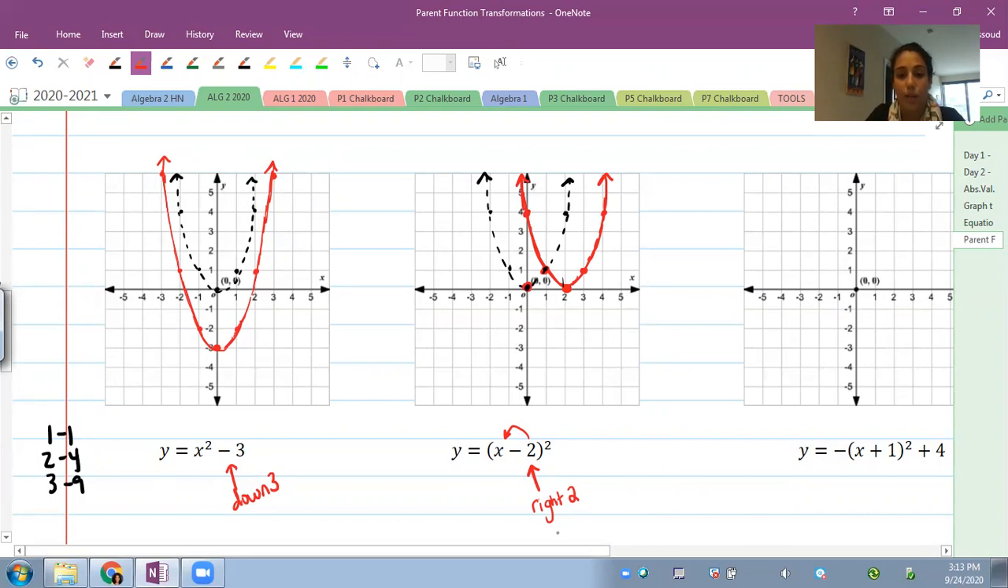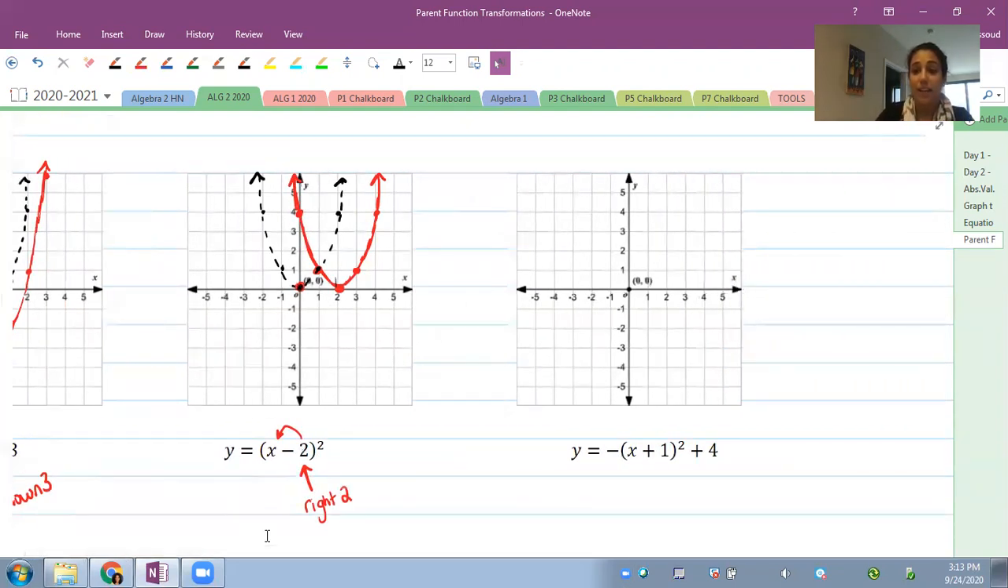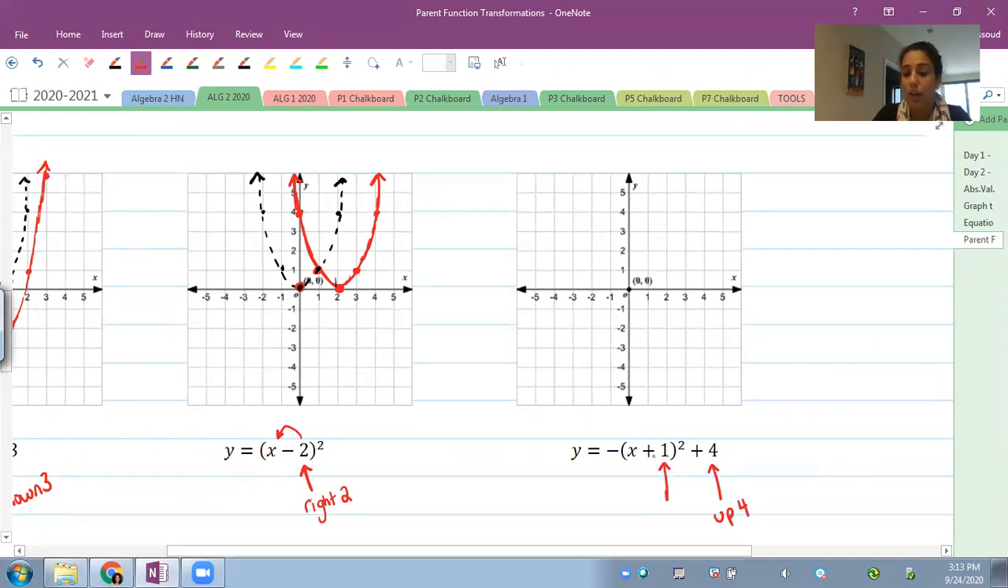Okay, last one for parabolas. Now, this has 3 different transformations. Here, it is going up 4. That is my k value. Here, it is going to the left 1. And then this is a reflection. Reflect over the x-axis, so it is concave down.